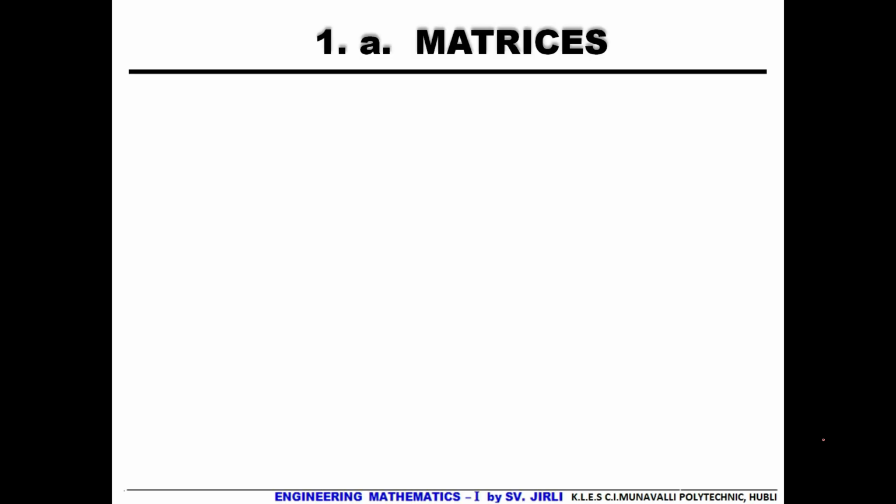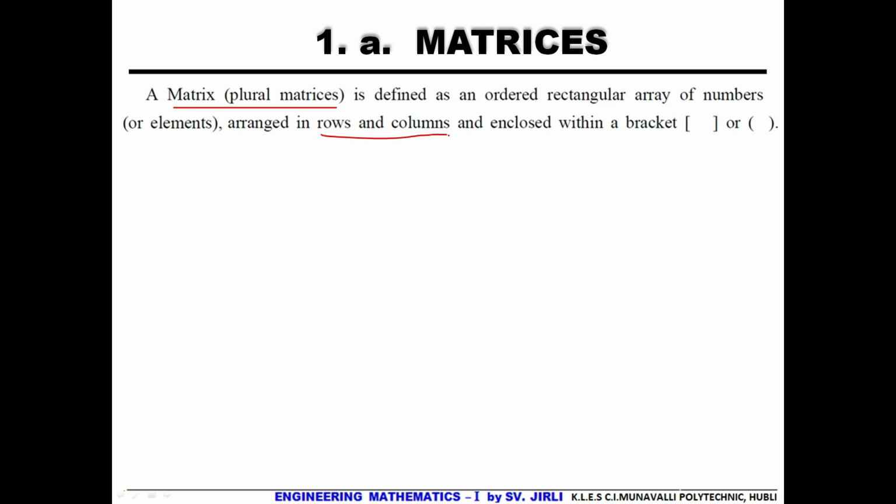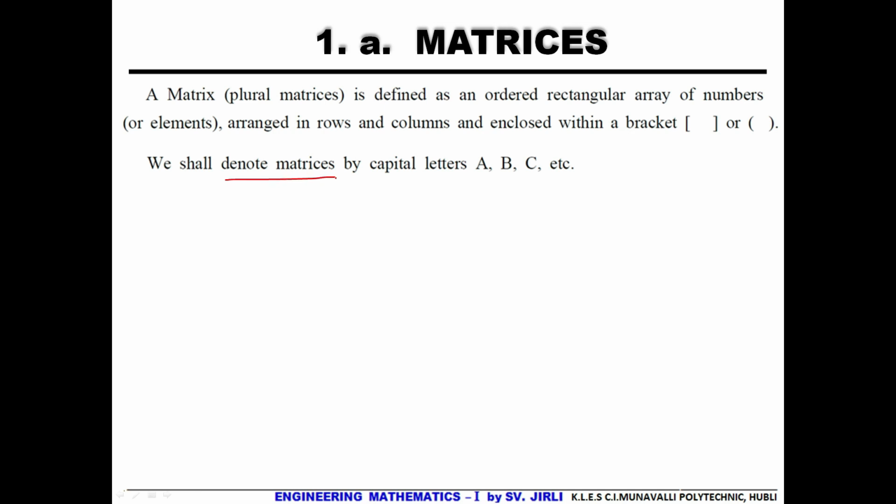Here we start the first chapter, matrices. What is matrix? Definition, please write down. A matrix, in plural it is called matrices. A matrix is defined as an ordered rectangular array of numbers or elements. These are arranged in rows and columns and enclosed within a bracket, square bracket. We usually denote the matrices by capital letters A, B or C, etc.